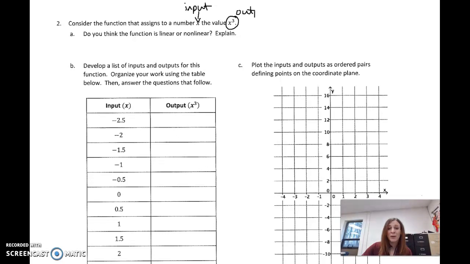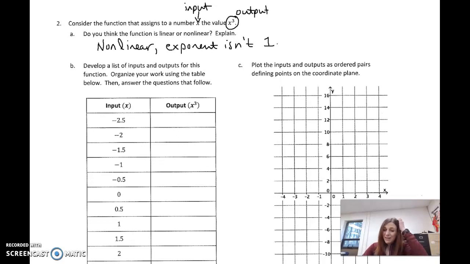But this is going to be our output, right? We're going to put our input in here for x and get a number out. So do you think this function is linear or not linear, nonlinear? I'm hoping you all agree. I could say not linear, but we'll say nonlinear. And when it asks us to explain, we'll just say the exponent isn't 1. I should say 1 or 0, because anything to the 0 power is 1. But that's okay. We'll go with exponent isn't 1.